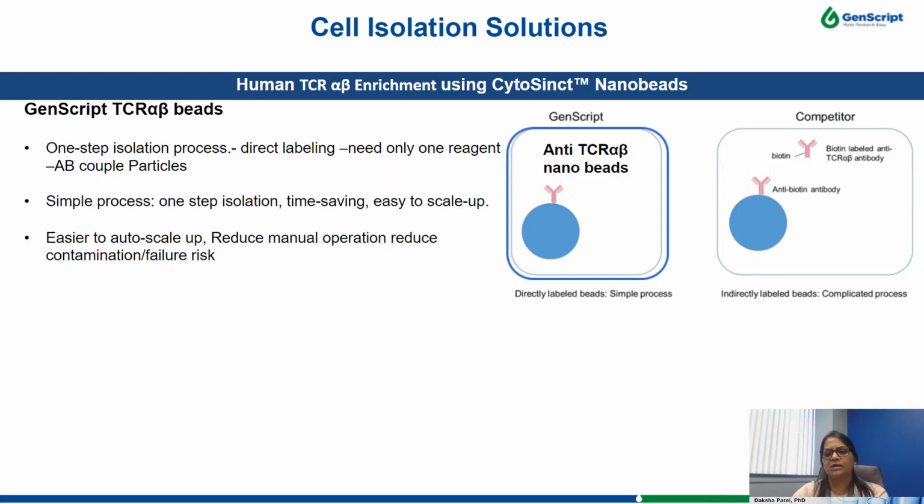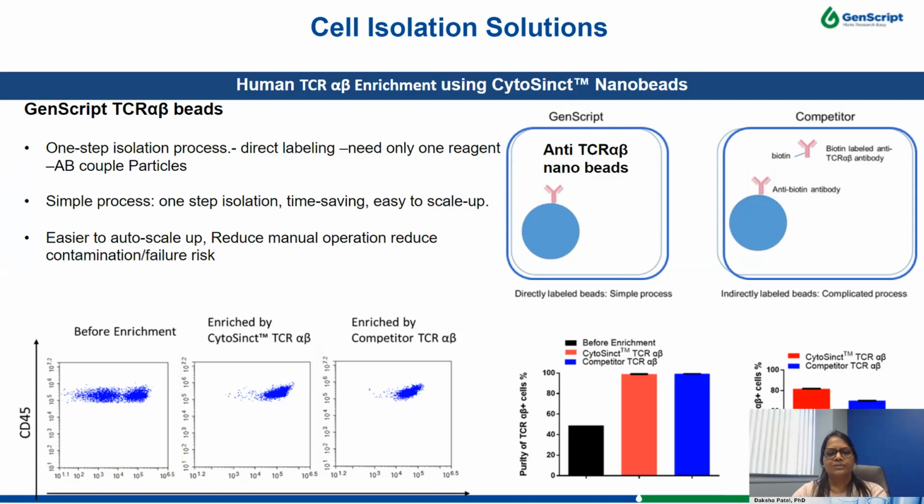it's a simple one-step process. While other reagents available in the market use indirect labeling. So first you need to label the cells with the antibiotin antibody, and then wash off the excess antibody, and then add the biotin-labeled antibody and SAB particles required for magnetic isolation. And these are the preliminary data. So TCR alpha beta bead direct labeling is also performing very well. And this bead has many advantages because it only uses single labeling.